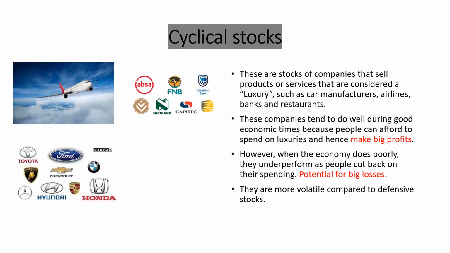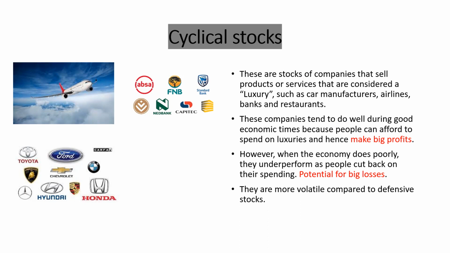Okay, now that we have spoken about and completed our analysis of defensive stocks, we now move over to cyclical stocks. These are stocks of companies that sell products or services that are considered a luxury, such as car manufacturers, airlines, banks, and restaurants. These companies tend to do well during good economic times because people can afford to spend on luxuries and hence they make big profits during good times.